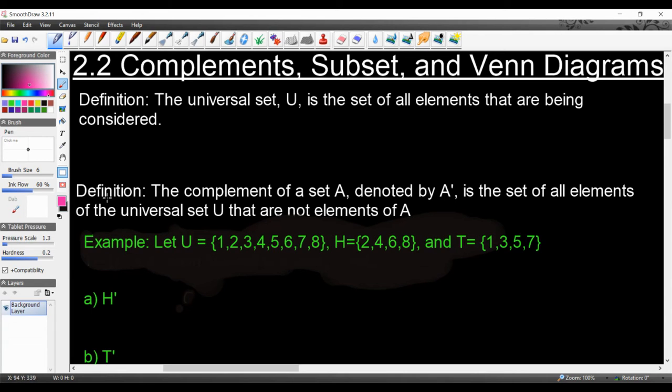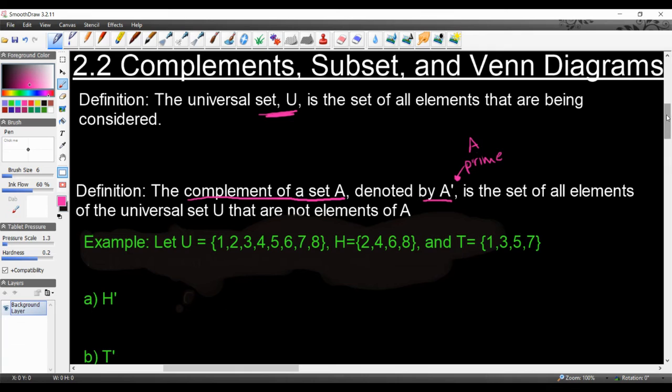Okay, another definition we have is the definition of the complement. So the complement of a set A, whatever letter you want to use, is denoted by A prime. So that little apostrophe there, we say prime. So this would be A prime, okay? And pretty much A prime is the set of all elements that are in the universal set that are not in A. So if it's not in A, it's in the other one, in A prime, okay?